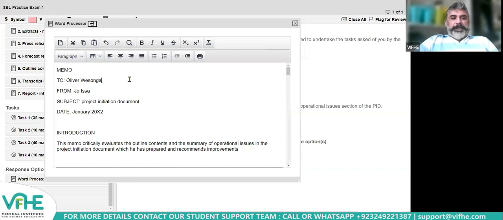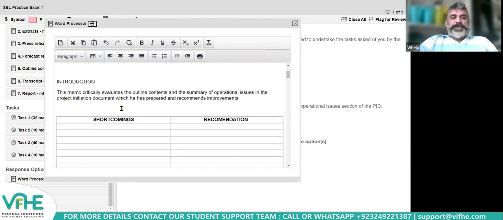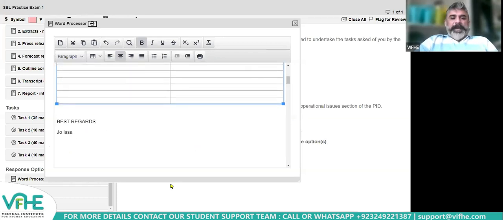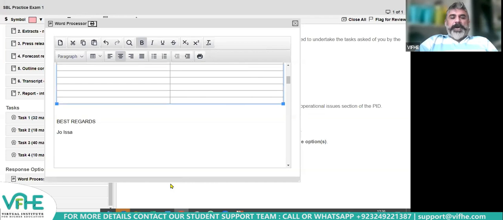On the top, it says memo to Oliver Vasanga from Joe Issa, subject project initiation document. Date is January 20X2. Introduction. This memo critically evaluates the outline contents and operational issues in the project which you have prepared, and recommends improvement. As you see, I slightly changed it because I'm addressing this memo to the gentleman himself. Then there are shortcomings on the left side and recommendations on the right side. And then the closure. Any questions on the format?